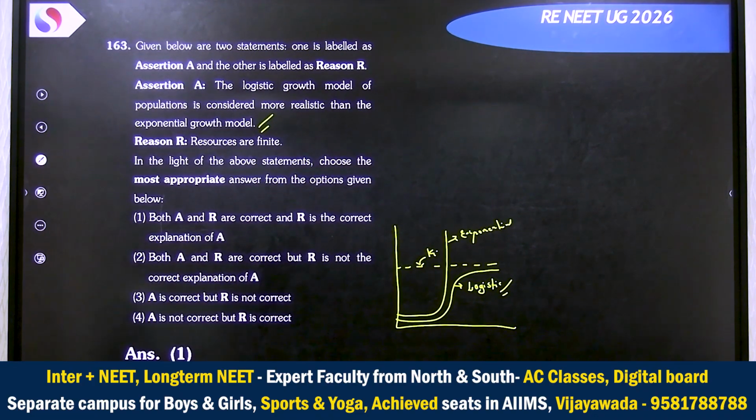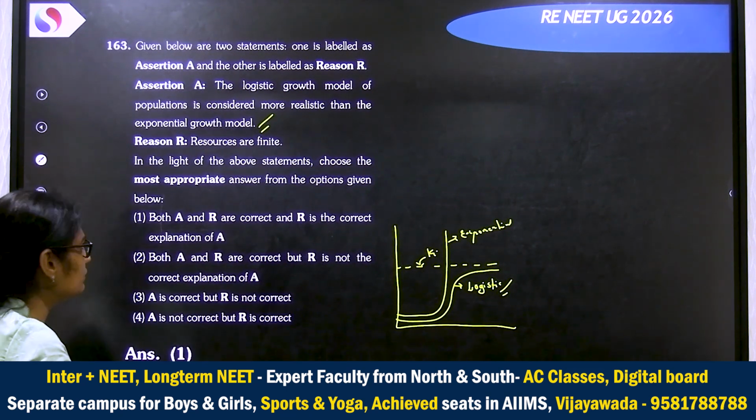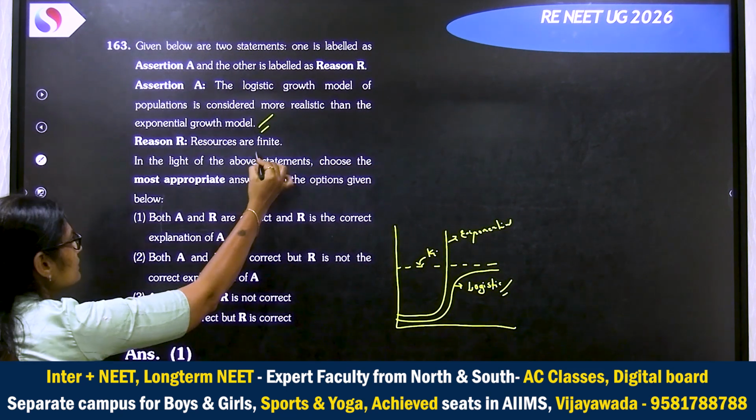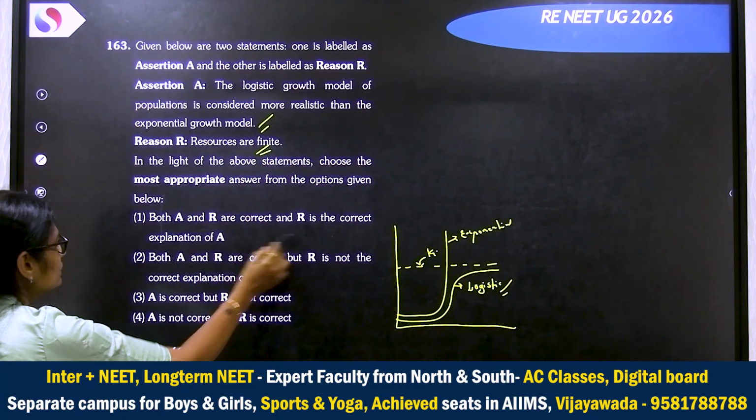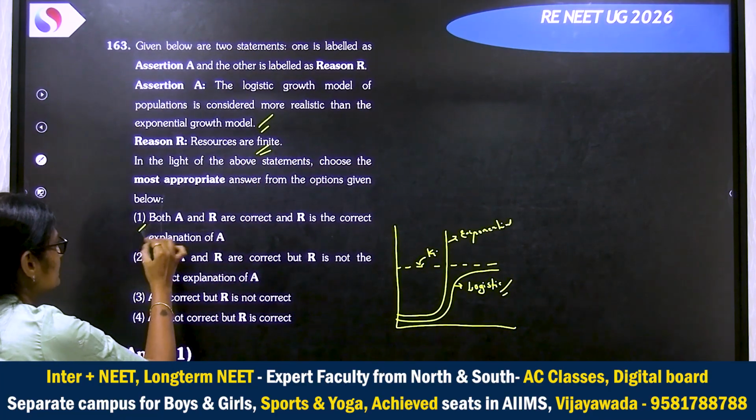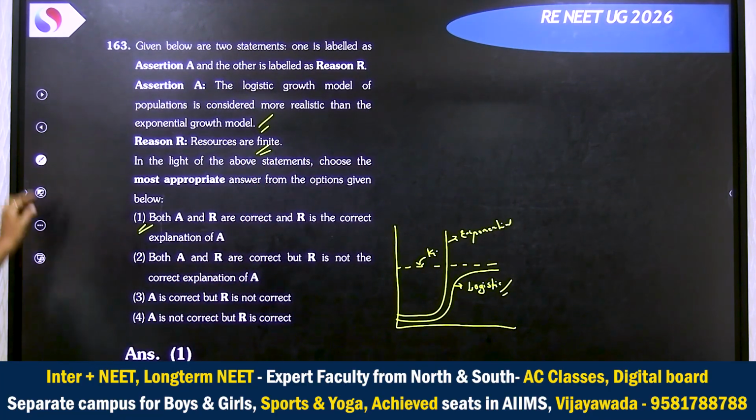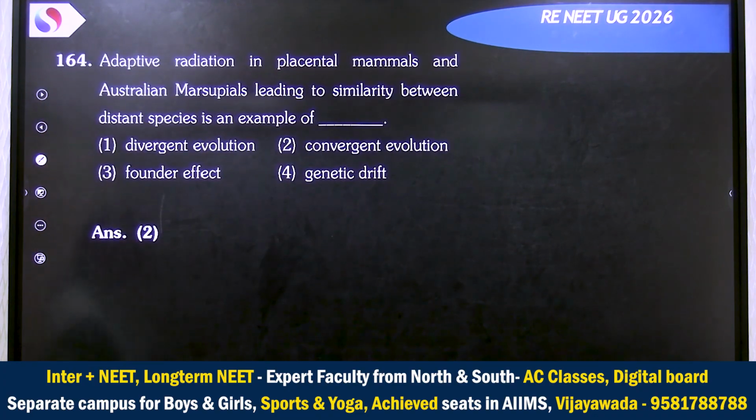Resources are limited. When resources are limited, what type of growth model can we see? Logistic growth model. The reason explains the assertion. Both A and R are correct, and R explains A. Correct? We will move to the next bit.